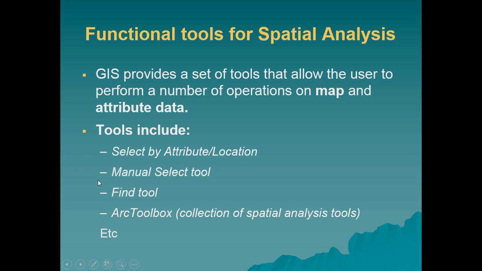Additionally, you had tools available to do manual selection. There was the find tool, and then you had a number of tools available to you in the Arc toolbox. Alright, and this Arc toolbox, if you recall, that's that little red icon that we have been using, which houses a collection of spatial analysis tools. So this is where you would find some familiar tools like the clip function, buffering, overlay, etc.